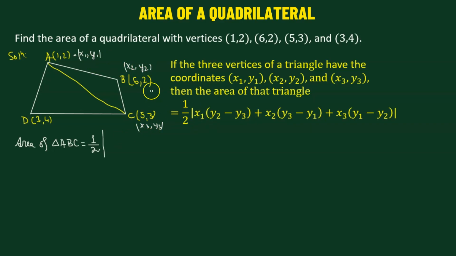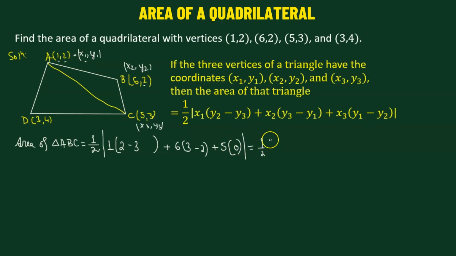Okay, so first we need the value of x1. x1 corresponds to the x coordinate of A, so that's 1. So we start with 1, multiplied by y2 minus y3. y2 is 2, and from it we subtract y3, which is 3. Added to x2, the x coordinate of B, that's 6, multiplied by y3 minus y1. Here y3 is 3, and from it we subtract y1, the y coordinate of A, which is 2. So we have 3 minus 2. Then we add x3, the x component of C, which is 5, multiplied by y1 minus y2. That means 2 minus 2, so that's simply 0.